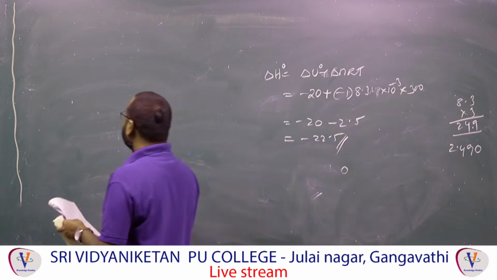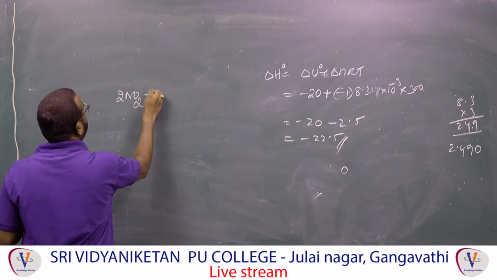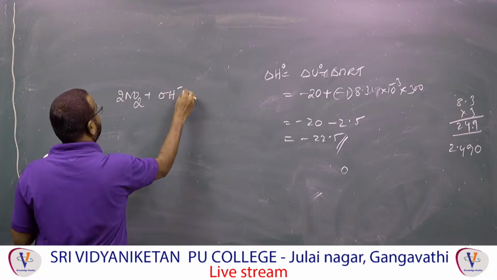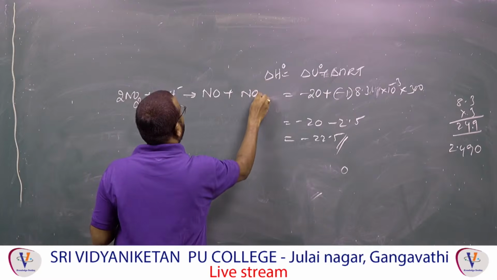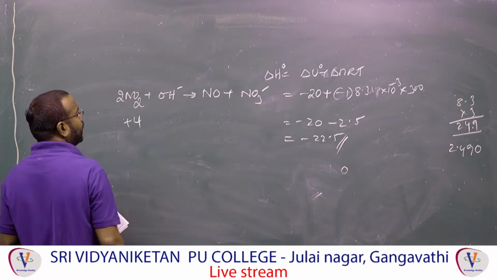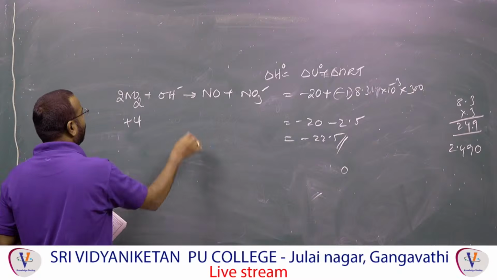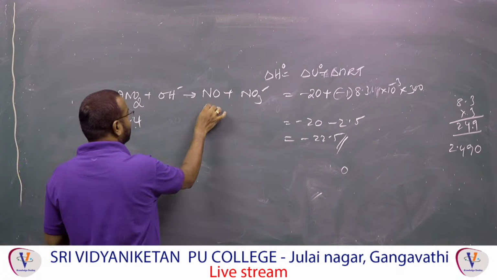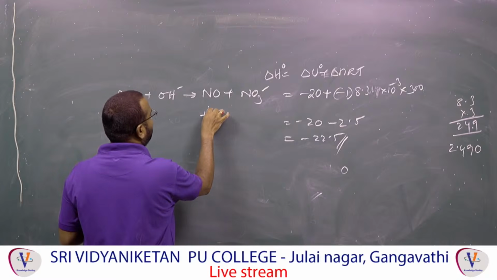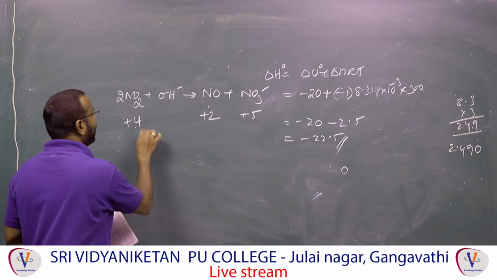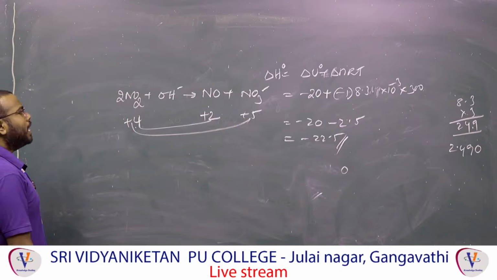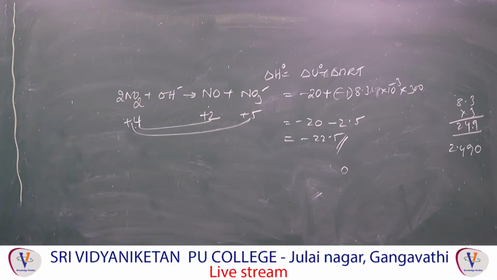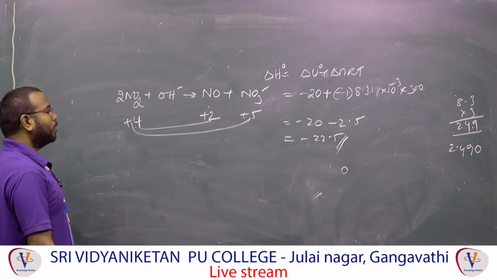In the next reaction there is a mistake. 2NO2 plus OH minus gives rise to NO2 minus plus NO3 minus, so this is disproportionation. Here there is +4. This +4 is getting converted into +2 and then +5. There is a decrease in oxidation state and there is also an increase in oxidation state, and hence I need to say that it is definitely something like disproportionation. It's a disproportionation reaction.